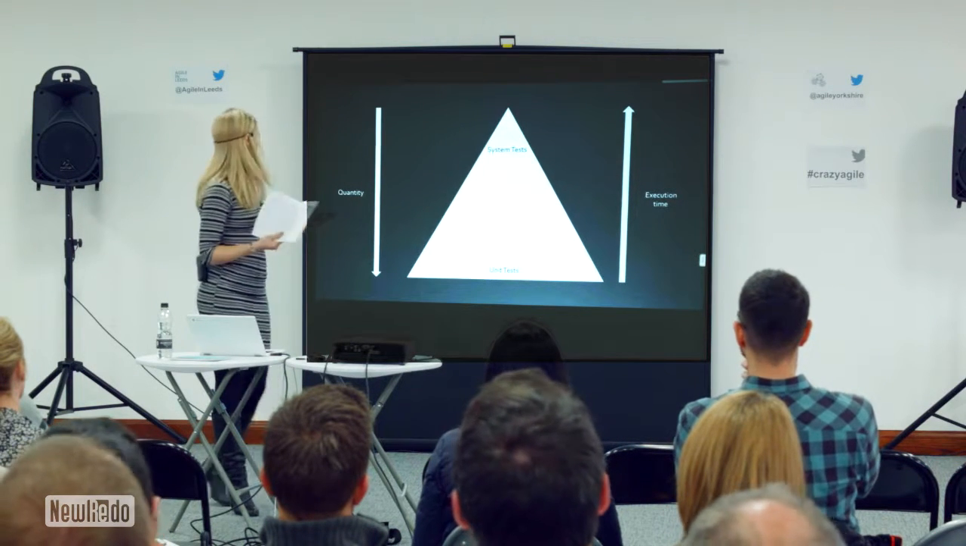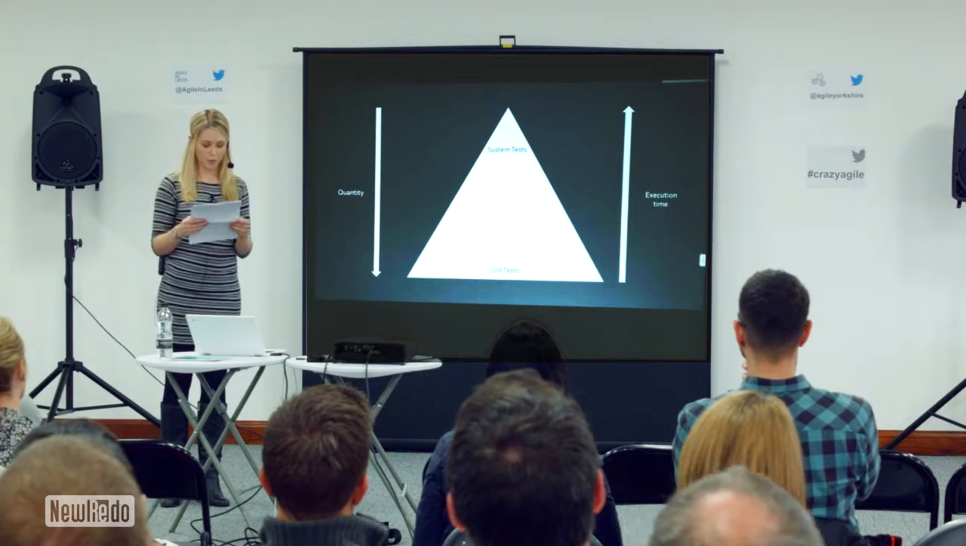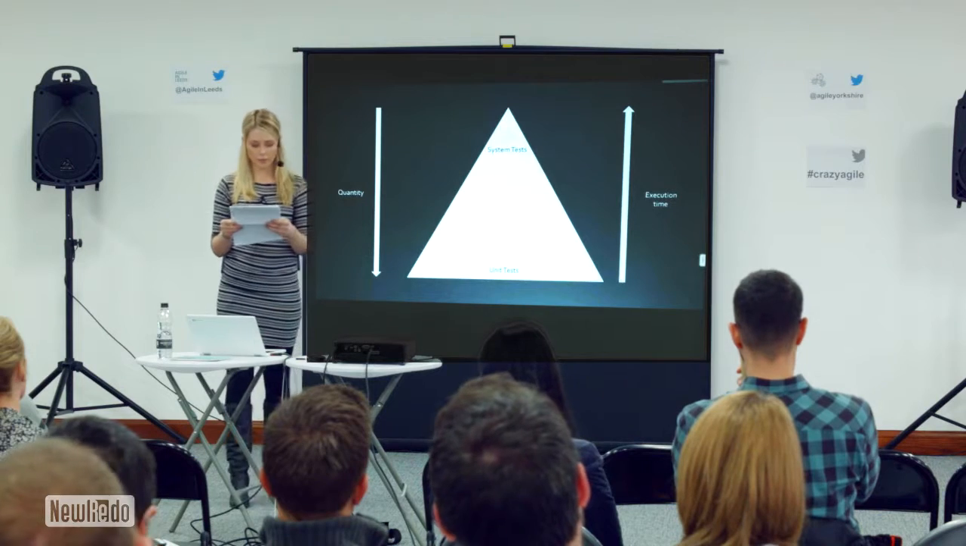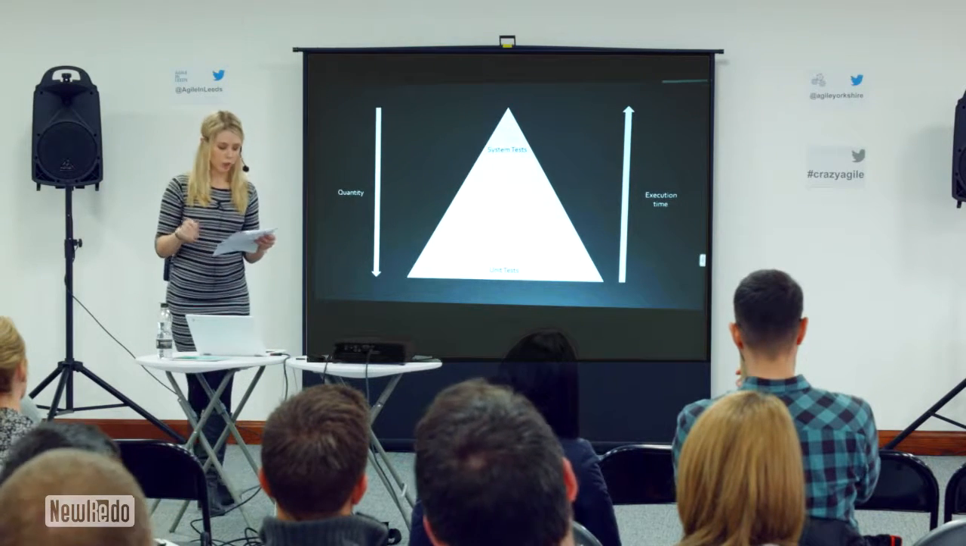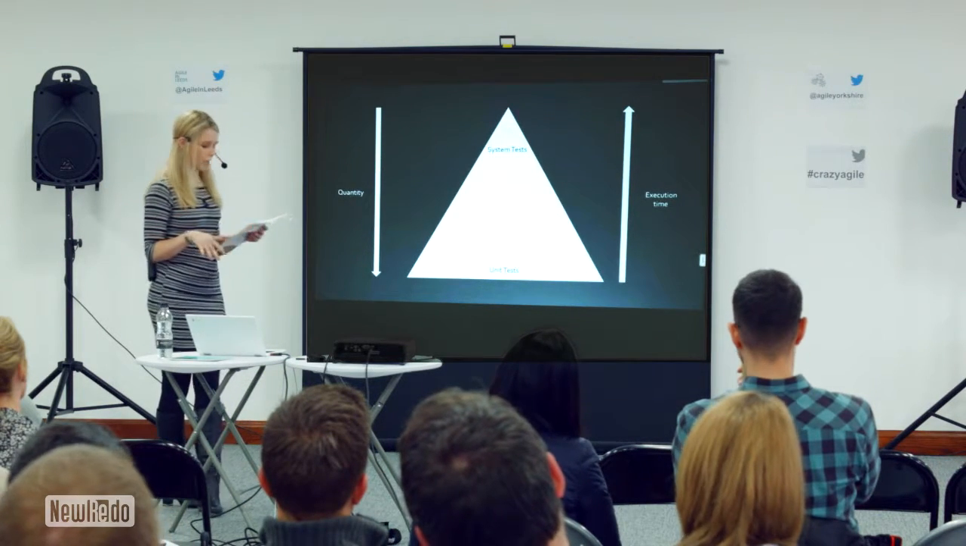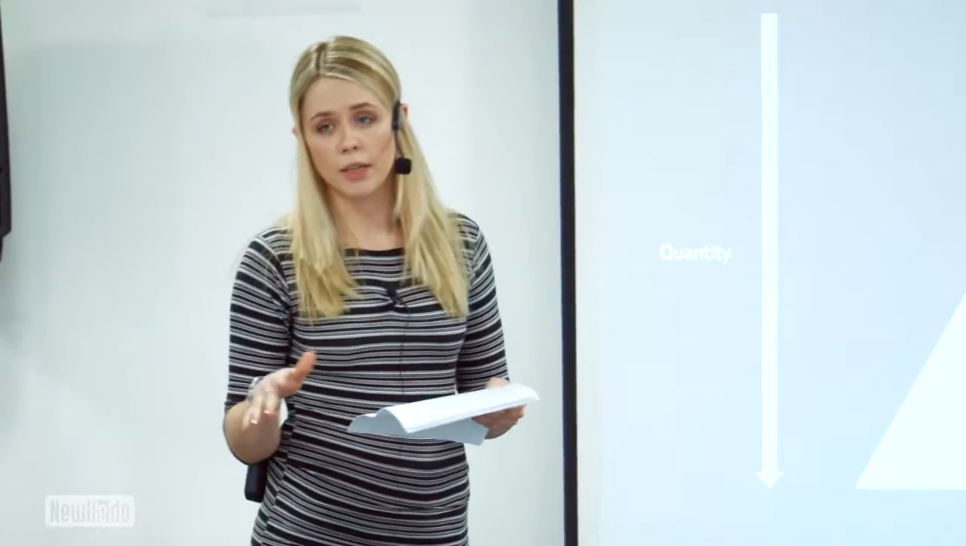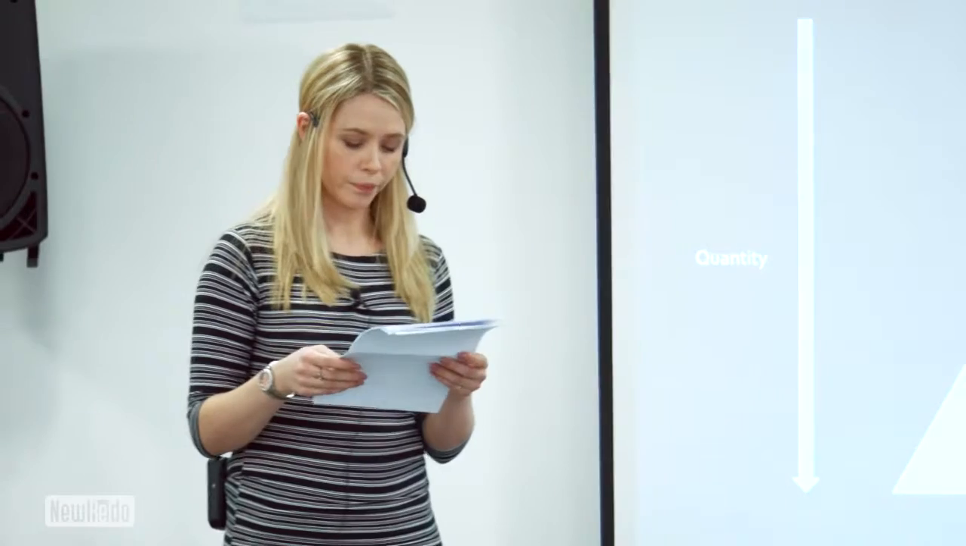So I'm sure you'll have all seen, or some of you will have seen, the testing pyramid, introduced by Mike Cohn. It shows where each type of testing fits on this pyramid. So the lower down the pyramid, the faster the execution time, the deeper your tests, and the cheaper they are to create. It also shows the quantity of each type of test.